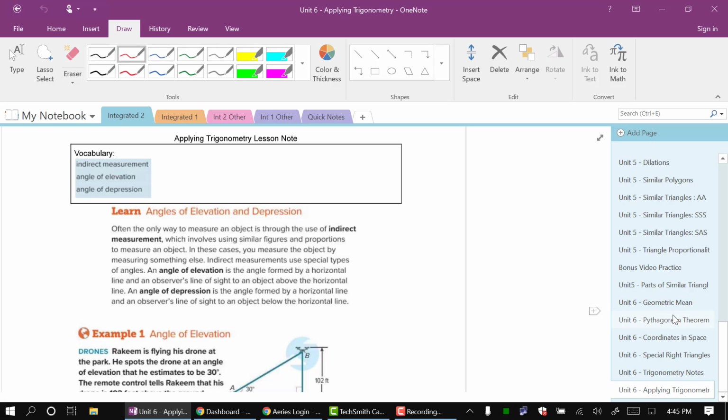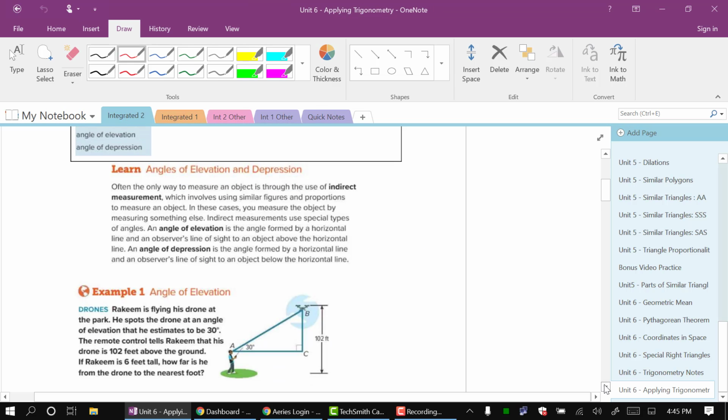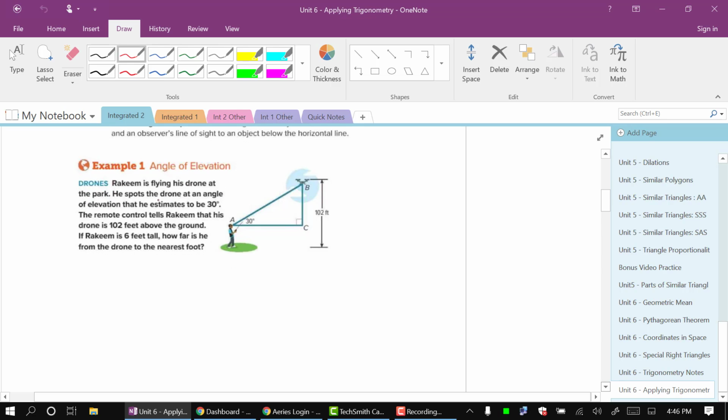So in example 1, we're flying a drone. So we stand 6 feet tall. When we fly the drone, we're going to send the drone 102 feet up in the air. So we want to determine how far is the drone in nearest feet. So again, we are 6 feet tall. So I'm going to take that away from the drone height. So 102 minus 6 gives me 96 feet.